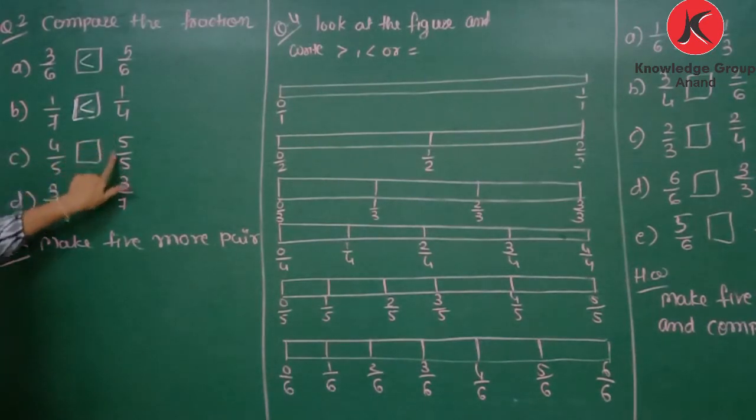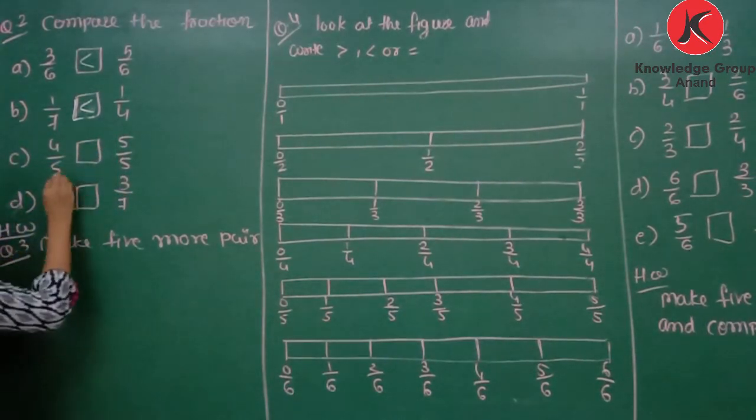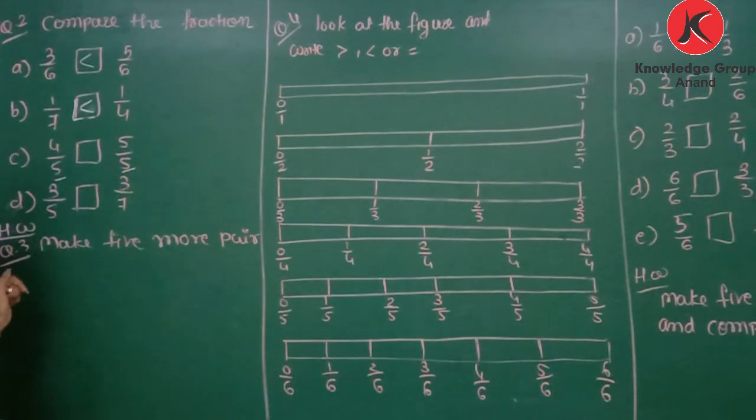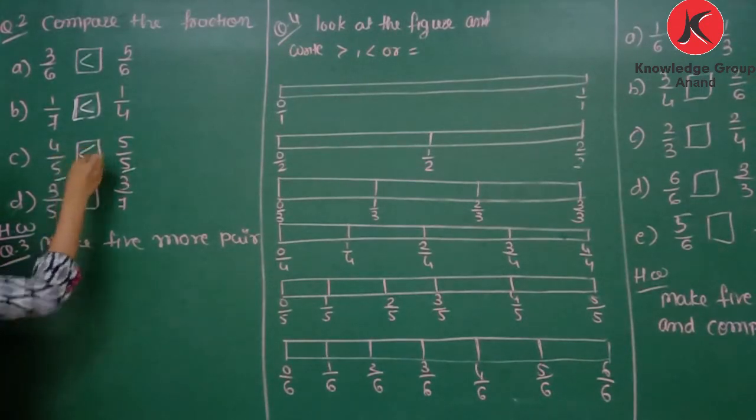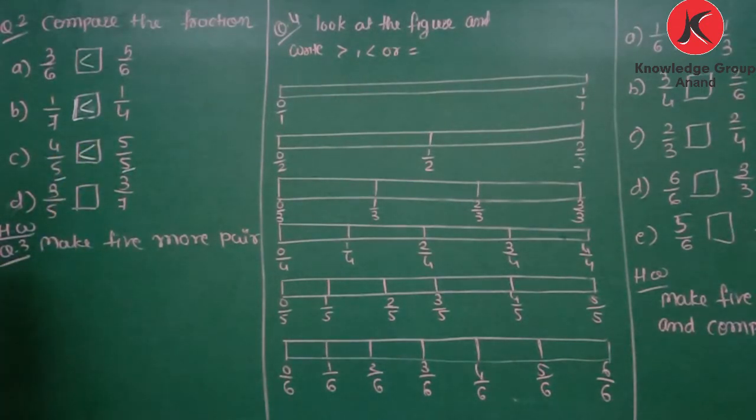4 by 5, 5 by 5. So here these are like fractions. So compare the numerators 4 and 5. Which one is smaller? 4. So 4 by 5 will be smaller.